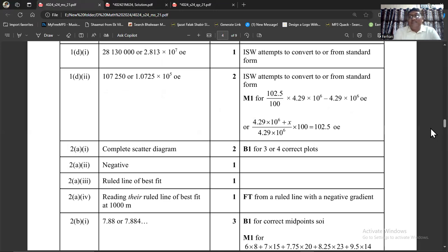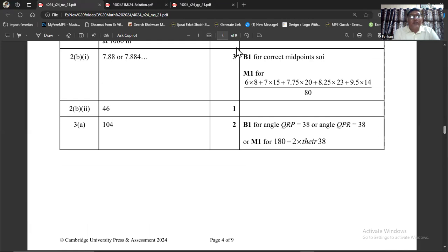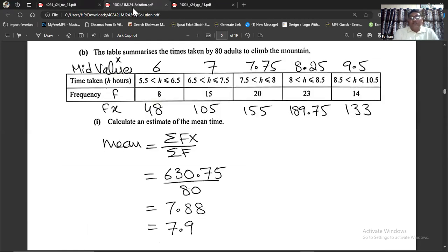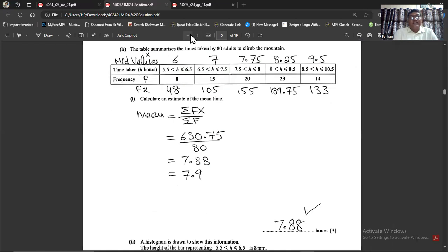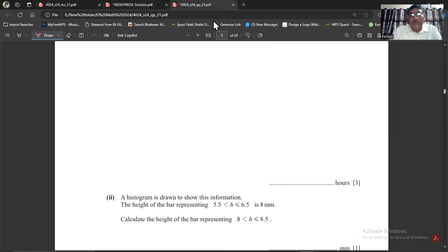So they say the mean is 7.88. They have not rounded it off. So I will also write 7.88. So let me reduce the size so you can see the question with its answer. So I hope you have understood this B part. And that was the first portion of that question. And it was of 3 marks.